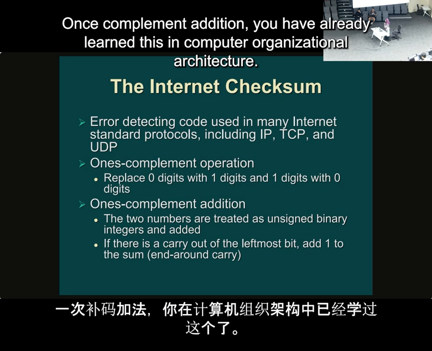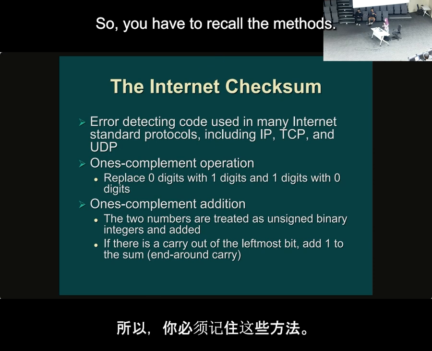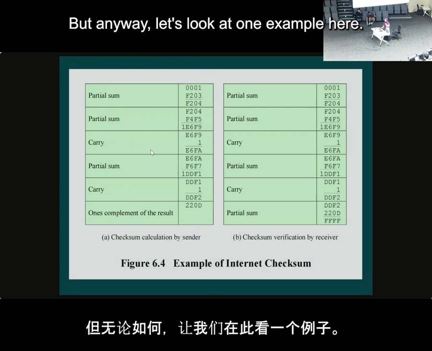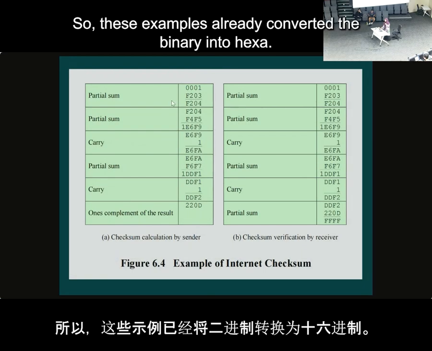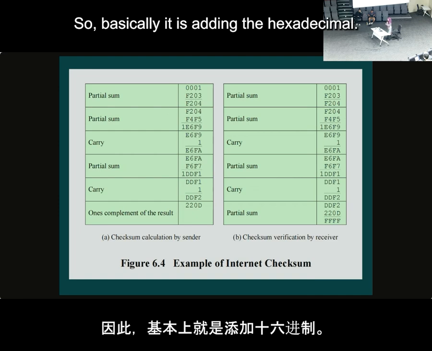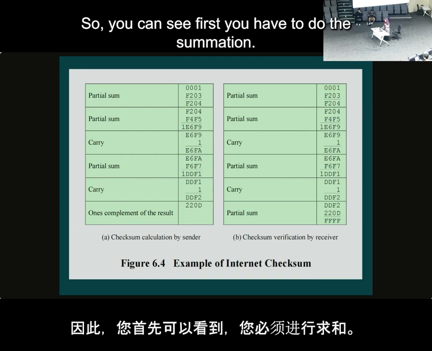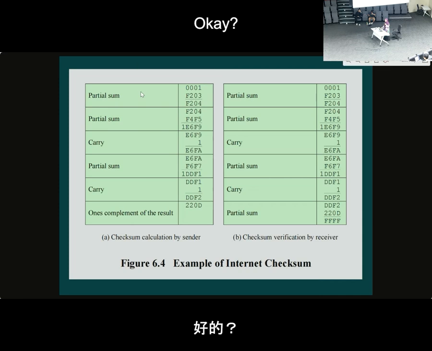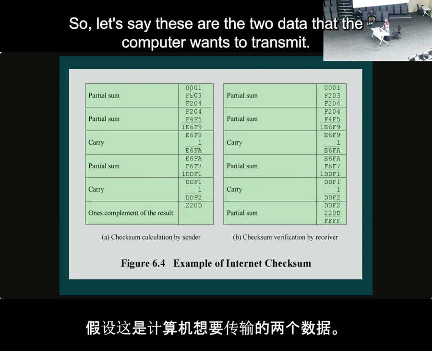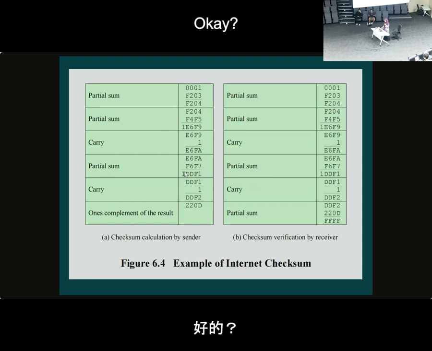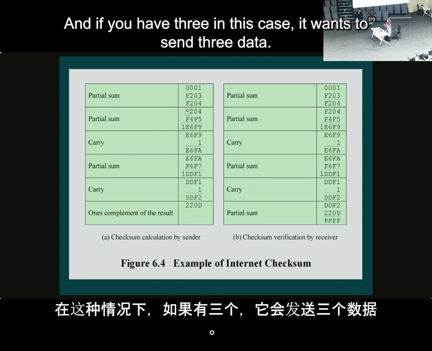One's complement addition, you have already learned this in computer organization and architecture. So you have to recall the methods. But anyway, let's look at one example here. This example has already converted the binary into hexa, so basically it is adding hexadecimal. You can see first you have to do the summation. Let's say these are the data that the computer wants to transmit. On the sender side, you take the numbers and then you add them.